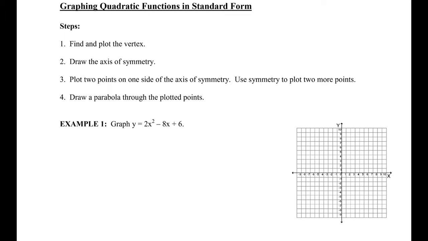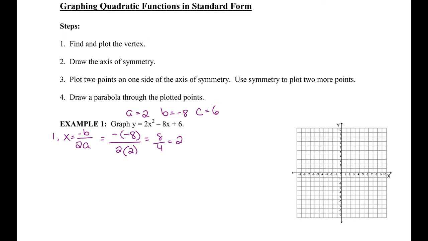Your steps for graphing quadratic functions in standard form are, first, find and plot the vertex. So for step 1, I'm going to be using the formula x equals negative b over 2a. Here, a, which is the number in front of the x squared, is 2. b is the number in front of the x, so it's negative 8. And c is a positive 6, so negative b over 2 times a gives me 8 over 4, or 2.